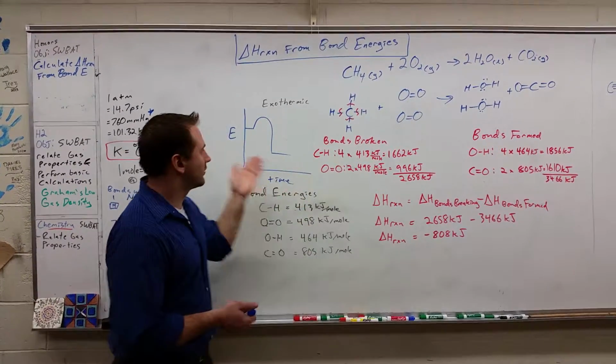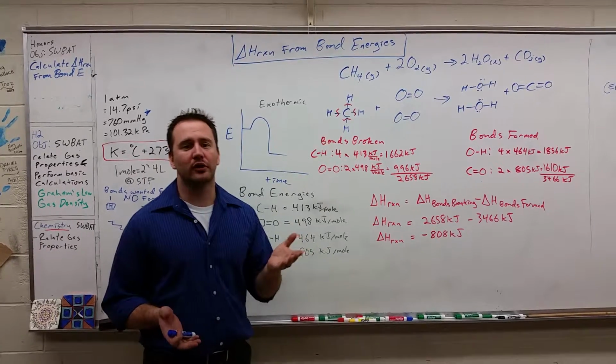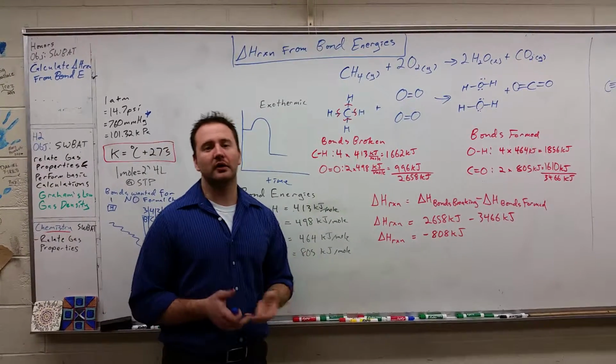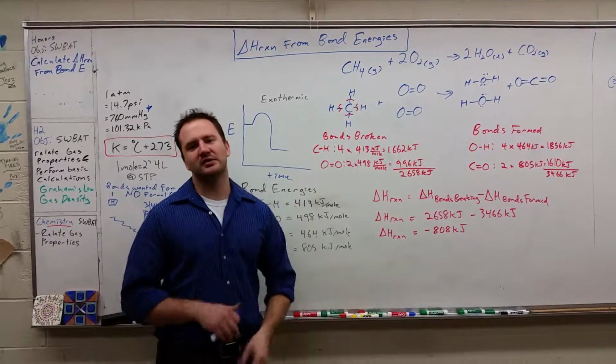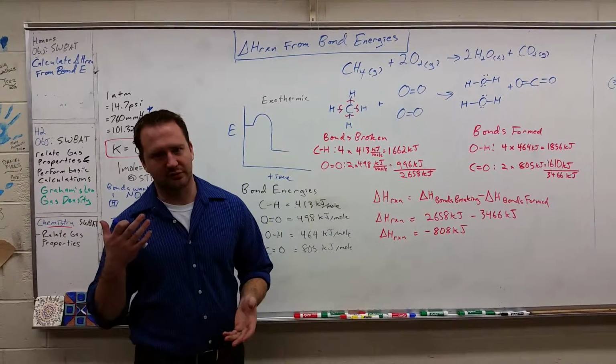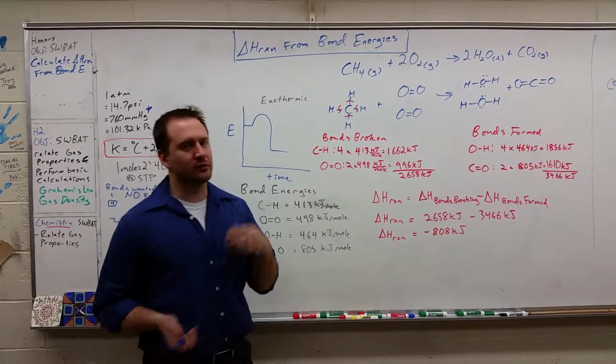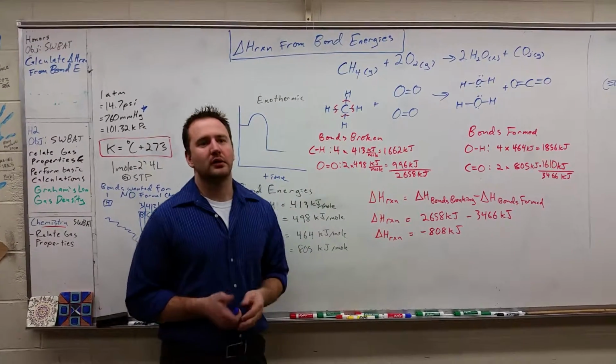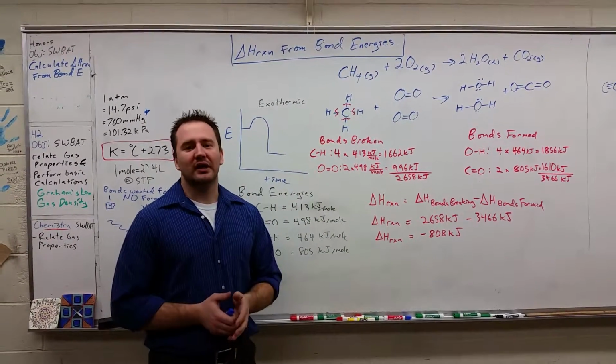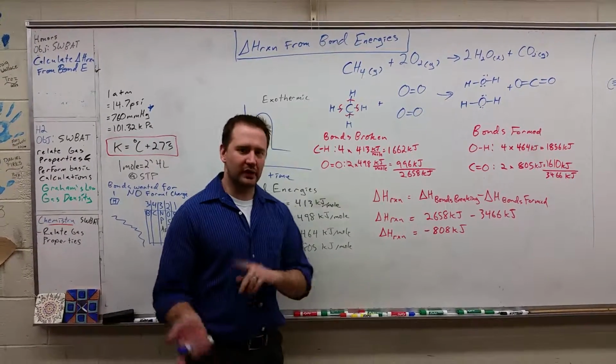In order to determine whether a reaction is exothermic or endothermic, what we have to look at and compare is the amount of energy required to break the bonds and the amount of energy released when the bonds are formed. So if more energy is released when the new bonds are formed than was required for the original bonds to break, you're going to have an exothermic reaction, and vice versa for an endothermic reaction.